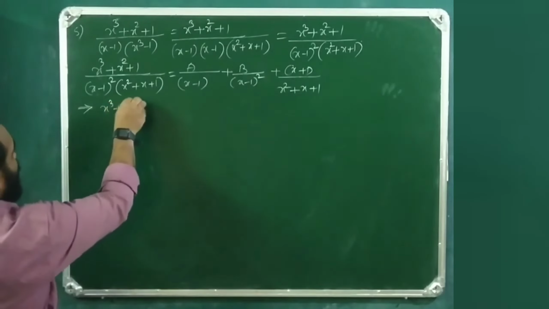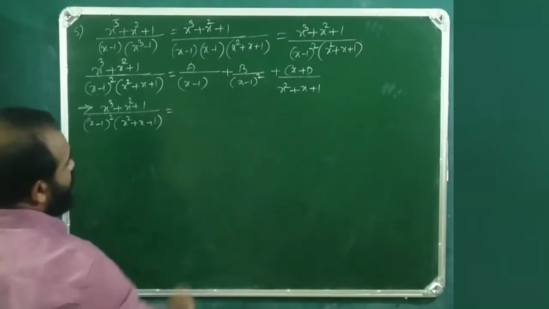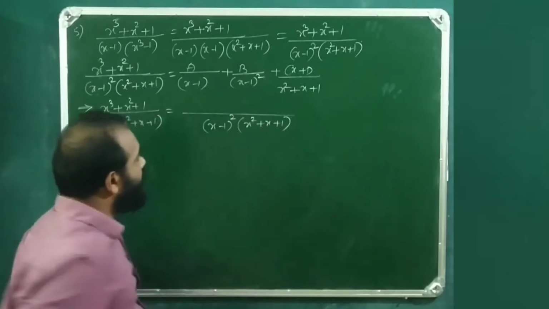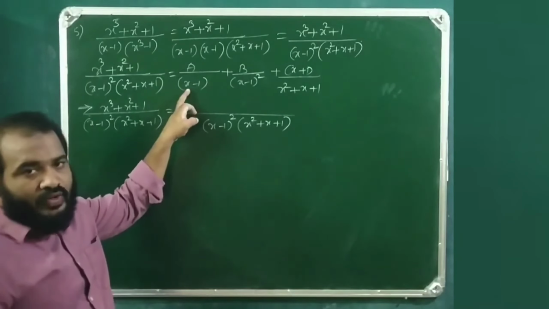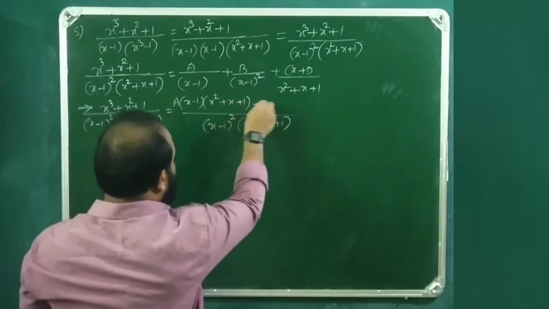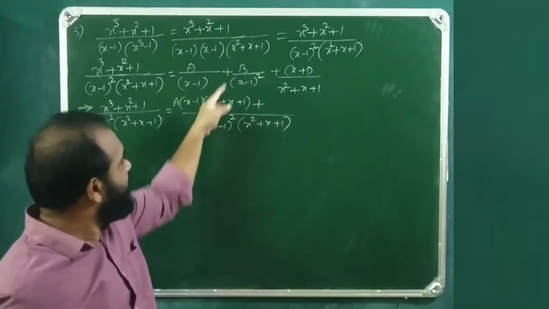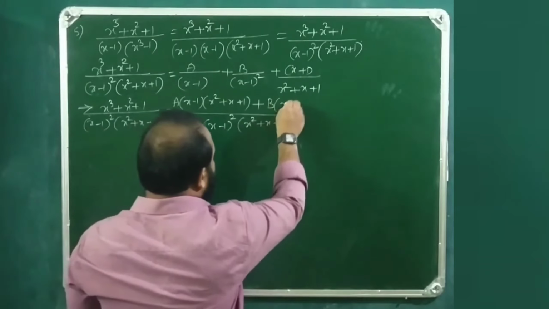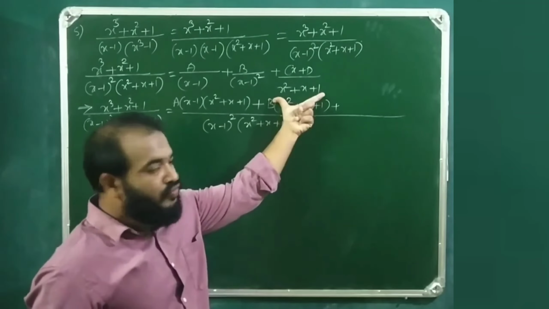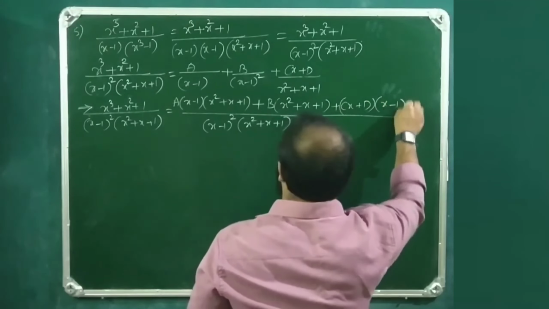So (x cube plus x square plus 1) by (x minus 1) whole square into (x square plus x plus 1) is equal to, multiplying through by x minus 1 whole square into x square plus x plus 1: A into (x minus 1) into (x square plus x plus 1), plus B into (x square plus x plus 1), since the (x minus 1) whole square gets cancelled, plus (Cx plus D) into (x minus 1) whole square, since the x square plus x plus 1 gets cancelled.